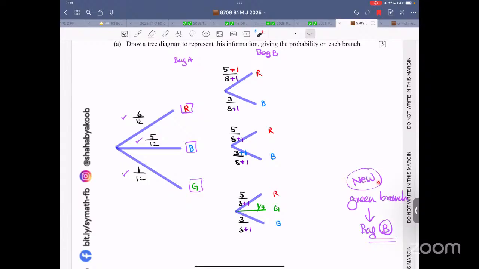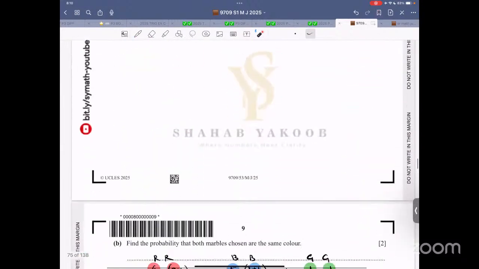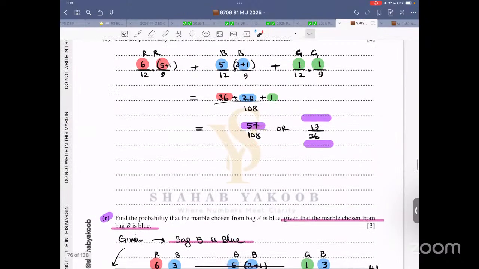So new green branch, bag B. This was also a nice type of question. Rest of the thing is simple, nothing special. Now it says, find the probability both marbles chosen are of the same color. It could be red, red. It could be blue, blue. It could be green, green. Add it all up, and this is the answer.